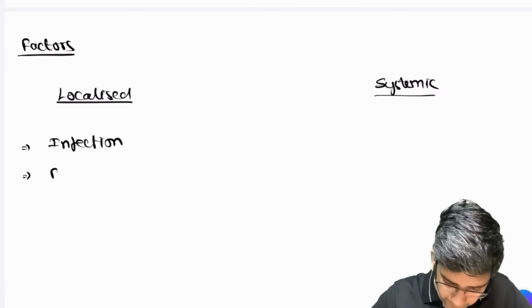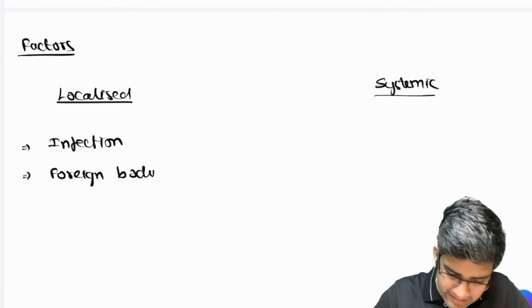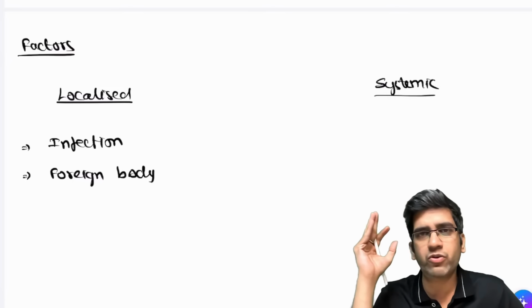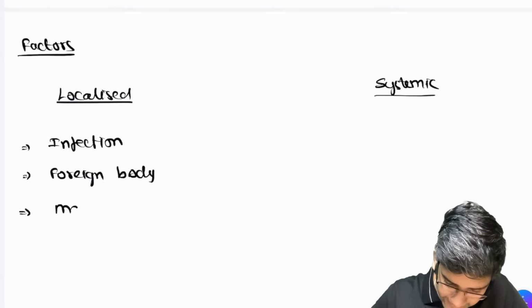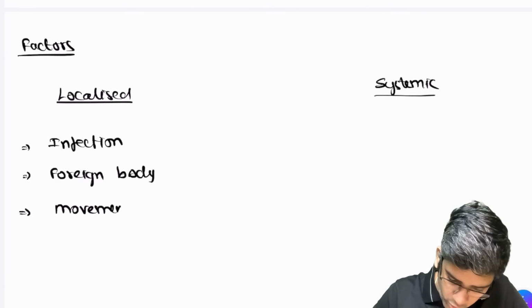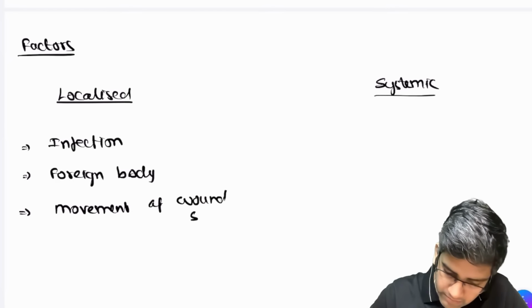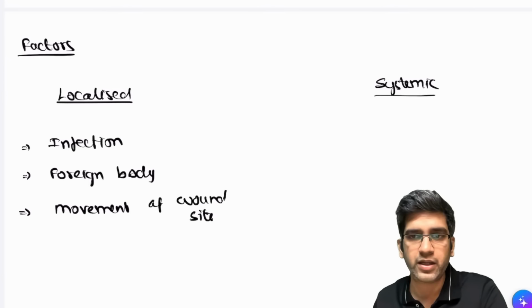Any foreign body, say someone falls down in an accident and sand and dust is there in the wound, healing will not be proper. By default it will not be proper, right? Again, a local factor. Movement at the site, micro movement or extreme movement at the wound site. Movement at the wound site is predominantly for bone fractures, right?